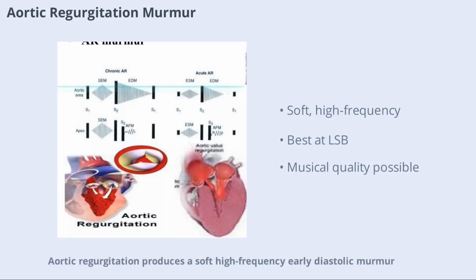Aortic regurgitation produces a soft, high-frequency early diastolic murmur, best heard with the patient sitting and leaning forward in full expiration. The murmur is usually heard at the left sternal border and may have a musical quality, especially in cases of valve eversion.